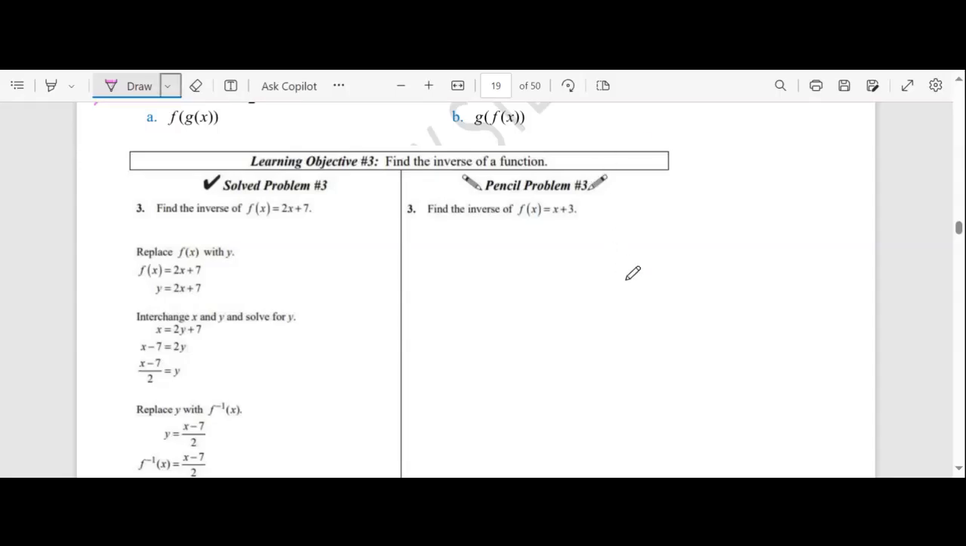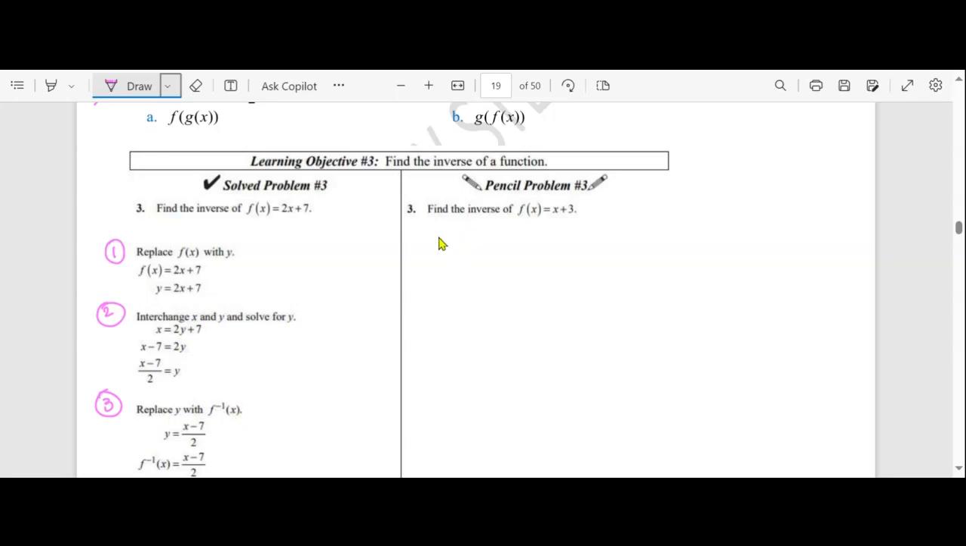Find the inverse of a function. So the first step is to replace f of x by y. Number 2, interchange x and y and solve for y. Number 3, replace y by f of minus 1 of x.